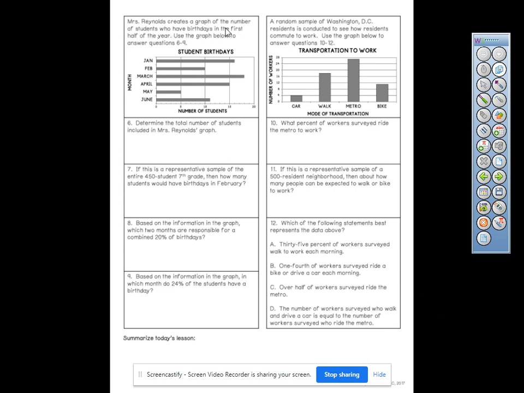Ms. Reynolds creates a bar graph of the number of students who have a birthday in the first half of the year. Use the graph below to answer questions 6 through 9. I want you to do that right now on your own.